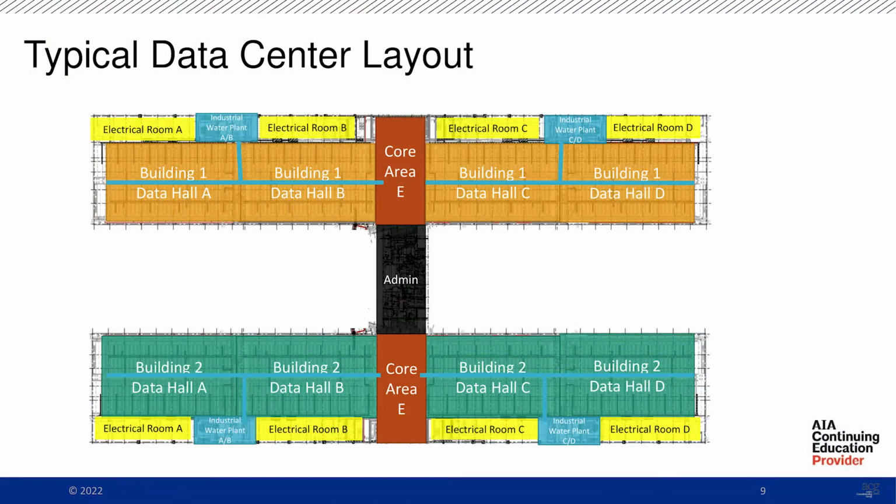All right, let's go real quick over the layout. This is 2 buildings together in kind of an H shape, 4 data halls per building. We have an electrical room serving each data hall. And we have a core area where our IMPO, MDF, and BDF rooms are. Then there's an admin kind of in the middle.